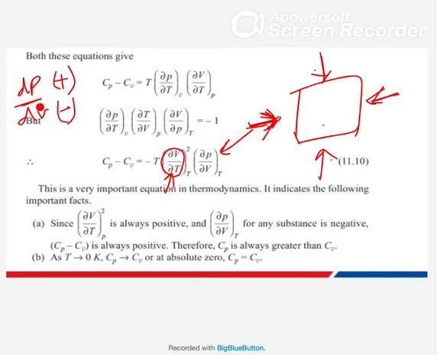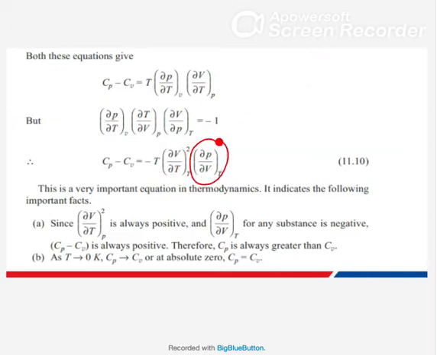So overall this ratio dp by dv will always be negative. Agree, this particular factor will always be negative. So this is always a positive, this is always a negative. Now this particular thing is always negative, and this minus sign will make this thing positive, which indicates that Cp minus Cv is always positive.